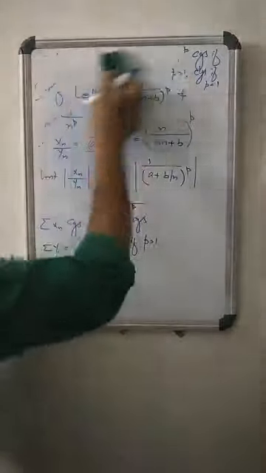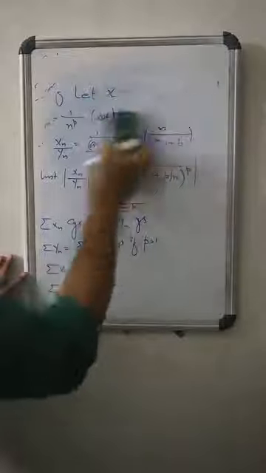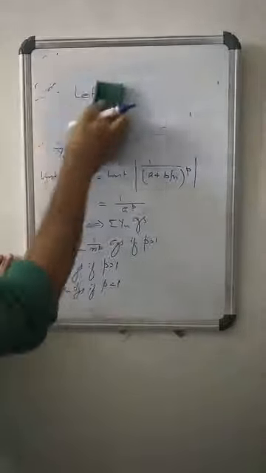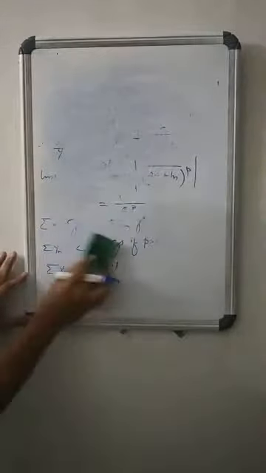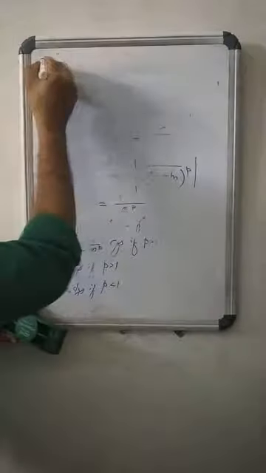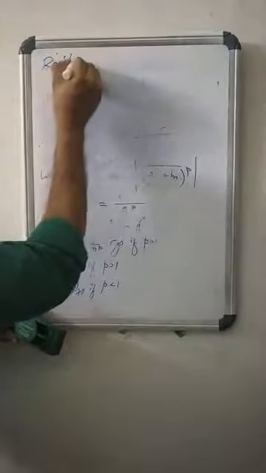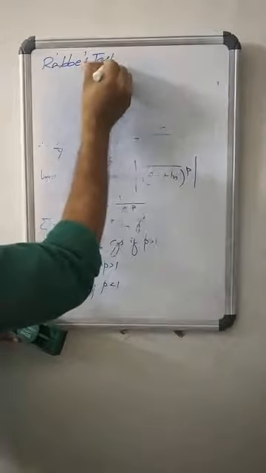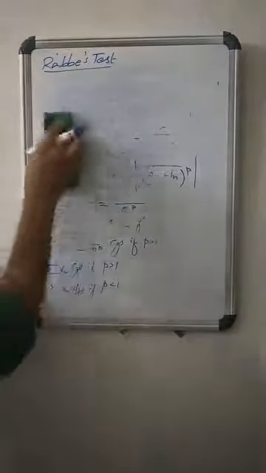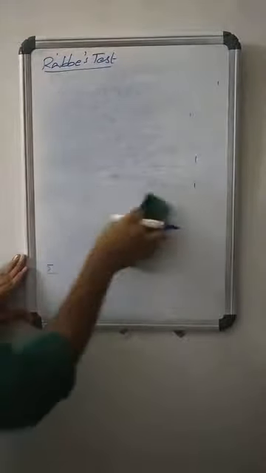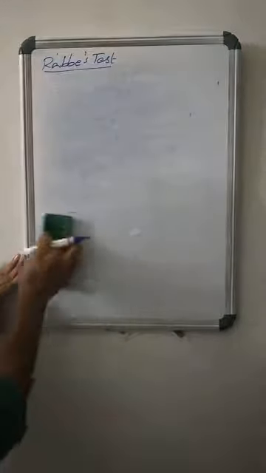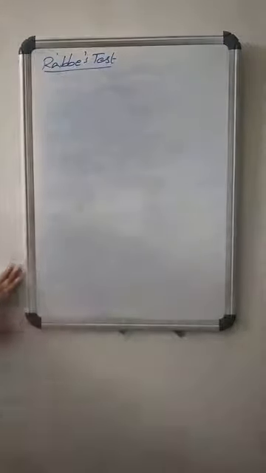Now there is another result. The three important tests are limit comparison test, root test, and ratio test. Now another one is Raabe's test, R-A-A-B-E's test. Listen. Raabe's test is used when the ratio test fails.